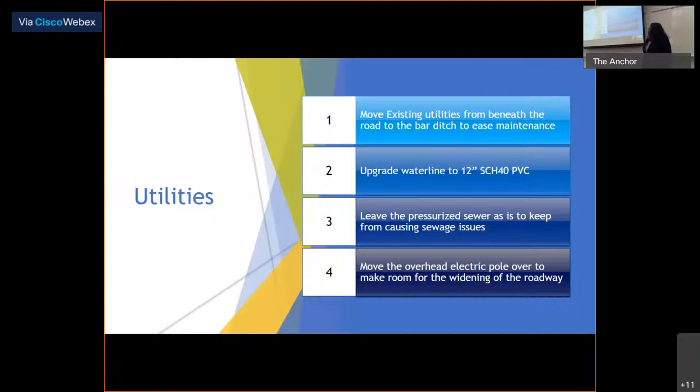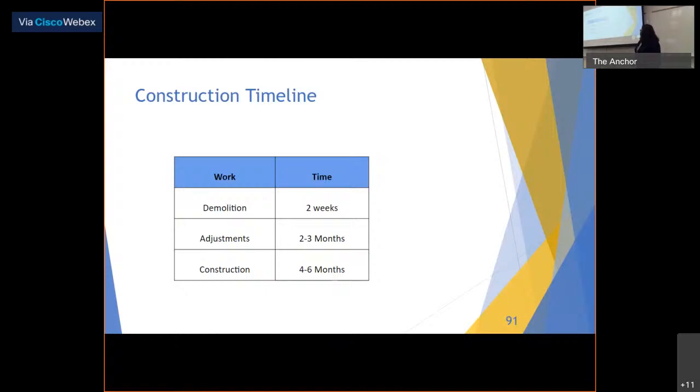And we're going to move the electric away from the road that is there currently because it's right up against the road. So in order to widen that, we would have to move some electrical lines. For our construction timeline, we have our demolition that's going to take 2 weeks, and this is to get rid of all the existing infrastructure. We're also going to make adjustments. This is to backfill low-lying areas and to also move those utilities out of the way. And for our construction portion, it's going to take anywhere from 4 to 6 months.